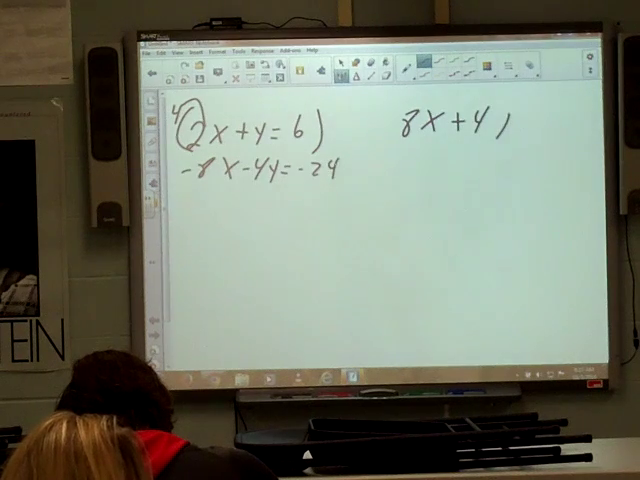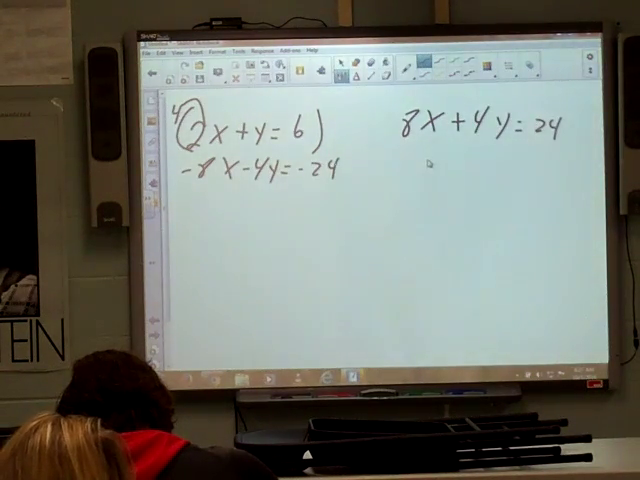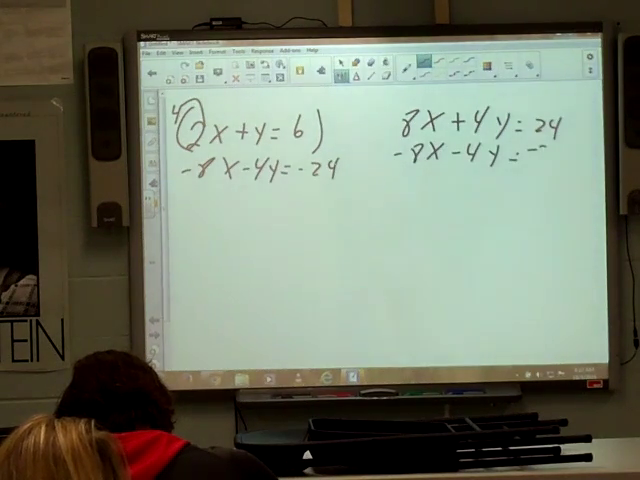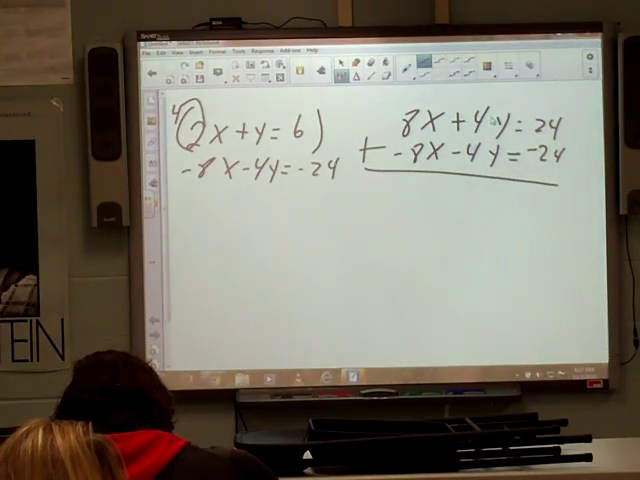8x plus 4y equals 24, right, when I distributed the 4 to that? Yeah. And then negative 8x minus 4y equals negative 24. Okay, all the signs are the opposite, so we're adding. That gets me 0, 0. So this side, I don't have anything left. On the right side, 24 plus negative 24 is also 0.